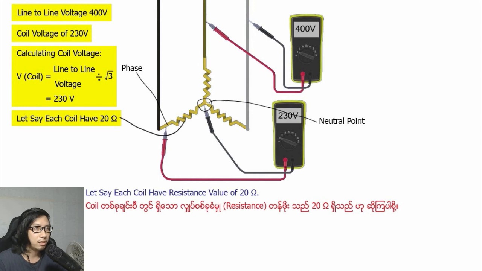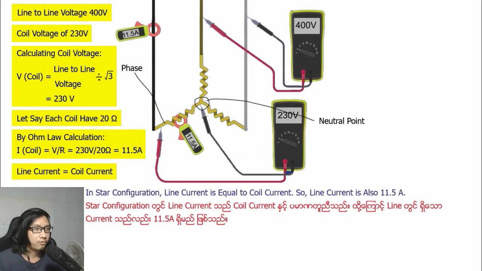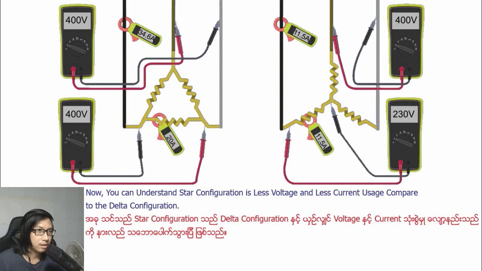Let's say each coil has resistance value of 20 ohm. By Ohm's law calculation, current I can be found as 11.5 ampere by voltage V divided by resistance R. In star configuration, line current is equal to coil current, so line current is also 11.5 ampere. Now you can understand star configuration uses less voltage and less current compared to the delta configuration.